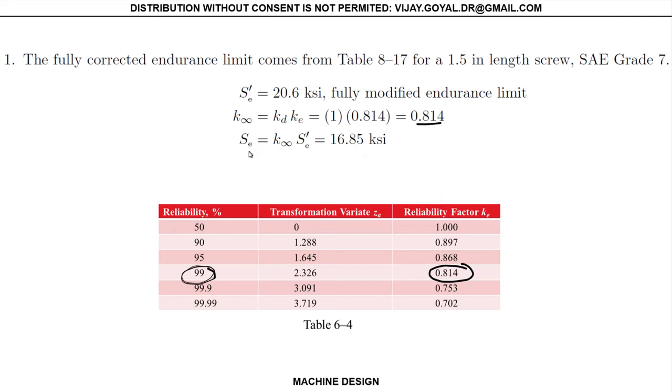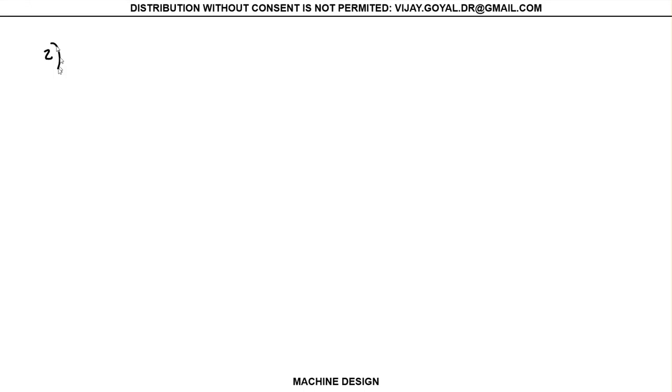You multiply your S prime, that was 20.6 from the previous table, by 0.814, and you get this value. This is the endurance limit I use for my problem. The second thing I need to check is my fatigue resistance criteria. I need to make sure that this criteria is fully met.